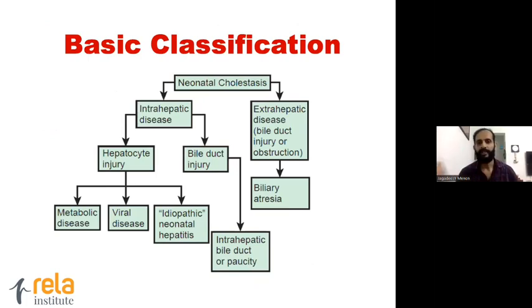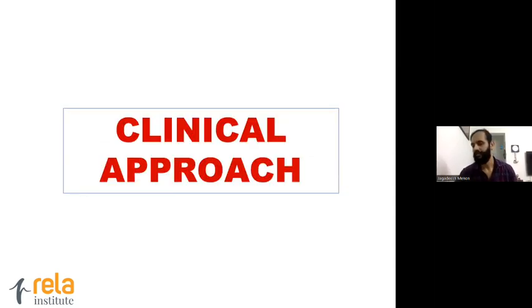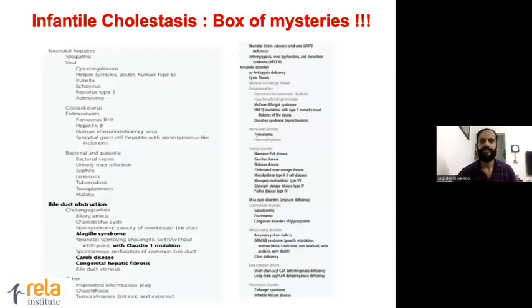This is a broad basic classification of cholestasis. Initially they used to classify it as extrahepatic and intrahepatic. Nowadays, we know that there is a lot of overlap between the two. Extrahepatic can be cholangiolar; intrahepatic can be due to interlobular bile duct paucity, or due to direct injury to the hepatocyte, which can be due to various reasons like metabolic disease, viral disease, and neonatal hepatitis. Next topic is the clinical approach.